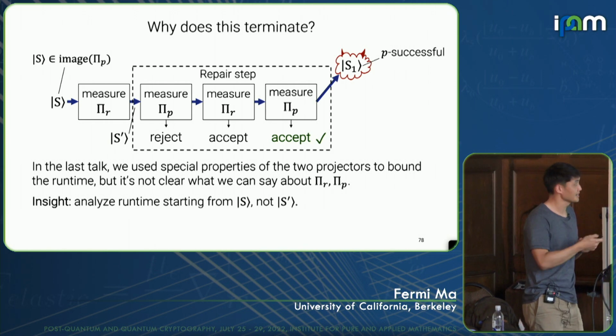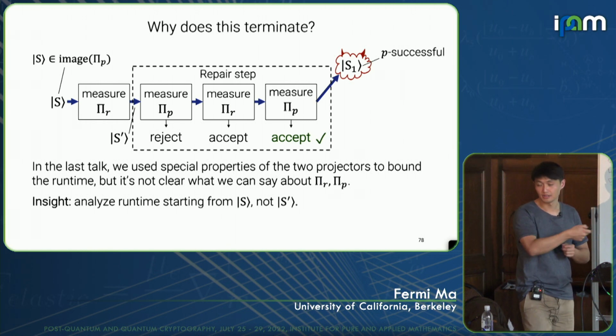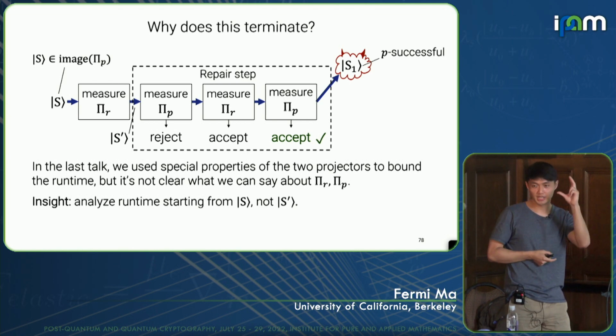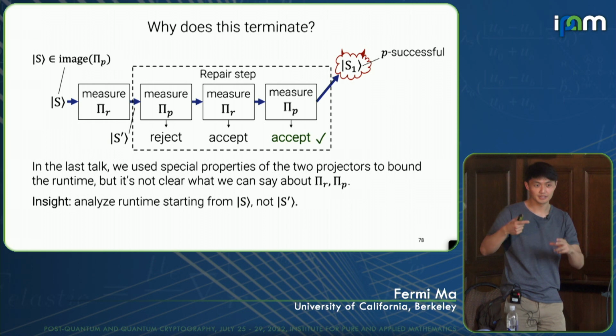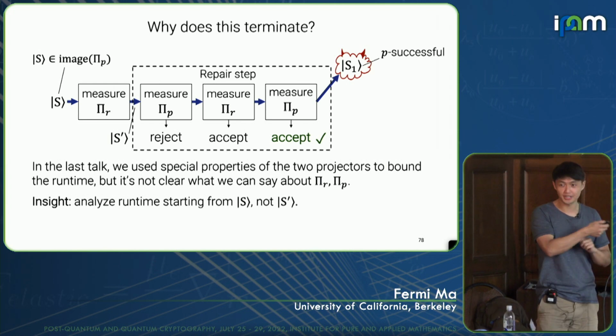And the reason for that is that when you're analyzing this whole sequence of measurements, you're starting with a state that's in the image of the pi p projector, say by assumption. And what I'm asking is, how long does it take me to get back to that same image? And it turns out that when you phrase the question that way, not about getting from the image of one projector to the image of the other, but saying, I'm going to alternate two measurements back and forth, and I want to ask, how long does it take me to get back to where I started? It turns out that that question doesn't actually care about what the projectors are.